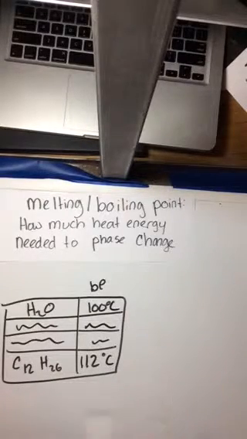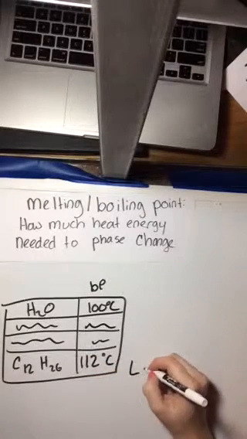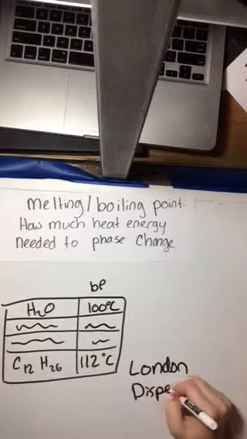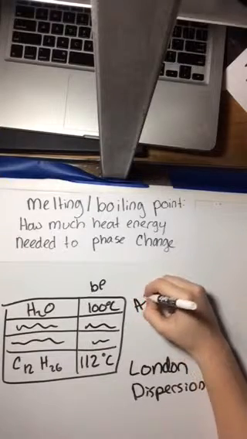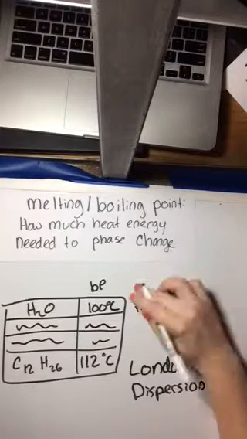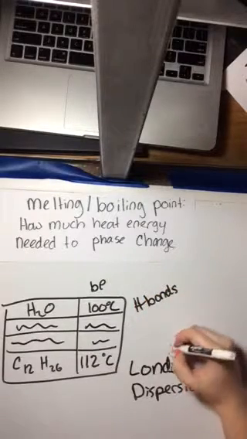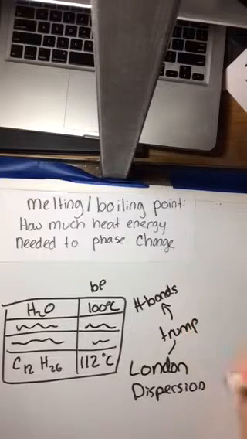Now, in rare cases like this, with such extremely large molecule chains, London dispersion will sometimes trump hydrogen bonding. So sometimes, in very rare cases, it will trump it.